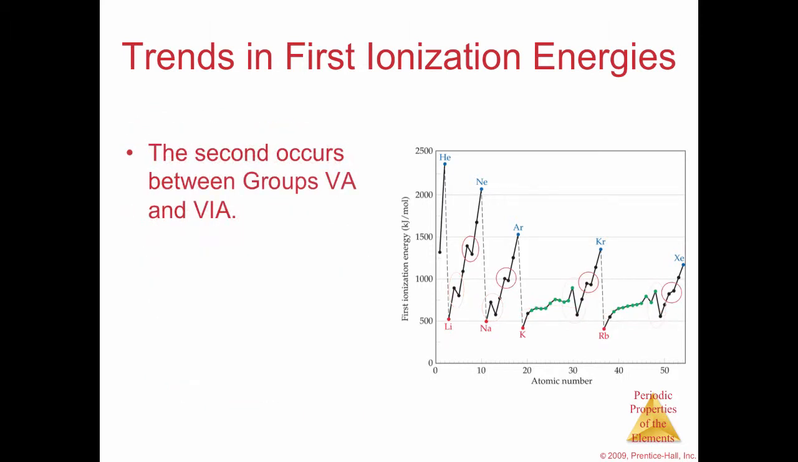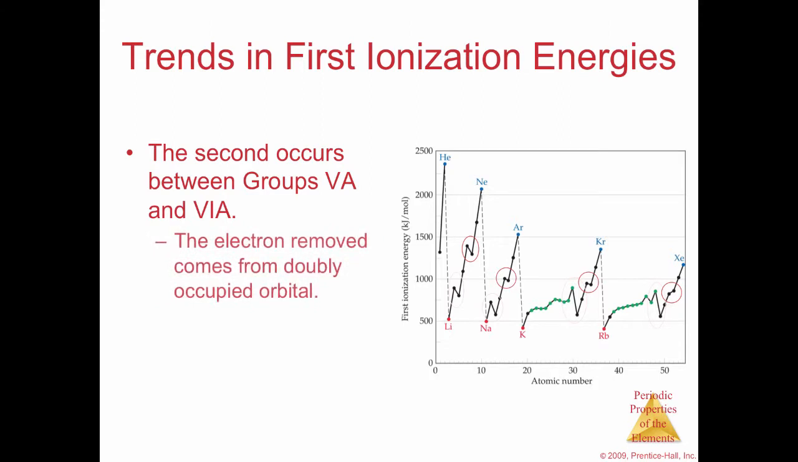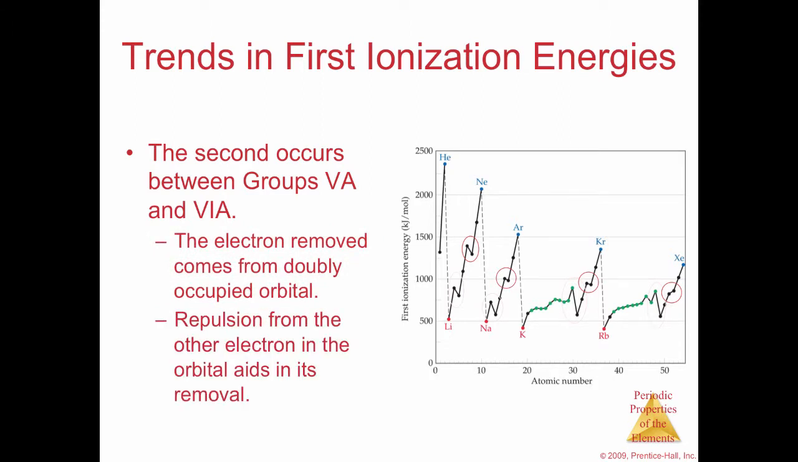The second occurs between groups 5A and 6A. The electron removed comes from a doubly occupied orbital. Repulsion from the other electron in the orbital aids in its removal.